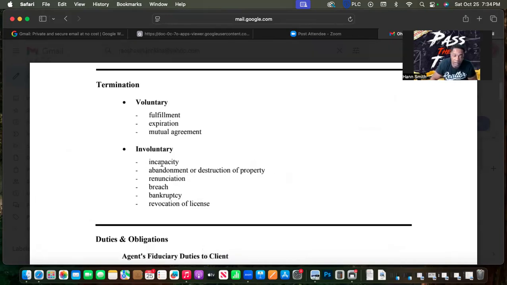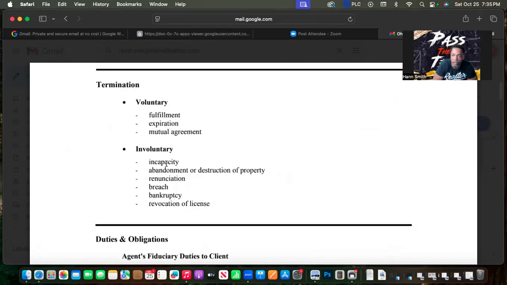Let's talk about some of the involuntary ones. Capacity. Okay, that you're not capable of fulfilling the agreement on either side. So that's an easy one. Abandonment or destruction of property. When they're talking about abandonment, maybe they're talking about a governmental agency putting a condemnation status on the property, or it could be that one of the parties abandons the agency relationship. Maybe the buyer isn't responding, maybe the seller isn't responding, and so you can't get into contact with those people, and you may have to abandon the agreement based on that.